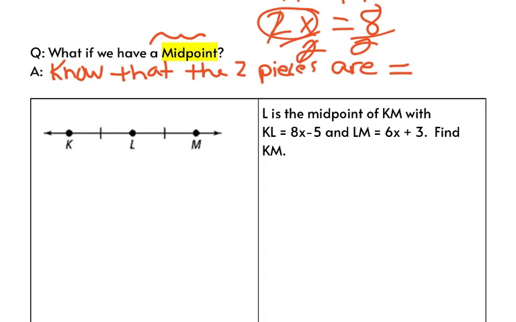Okay, so sometimes the kids will raise their hand for one like this because they'll say K to L is 8x minus 5. And I've taught you have to draw the picture, you have to label it. And L to M is 6x plus 3.